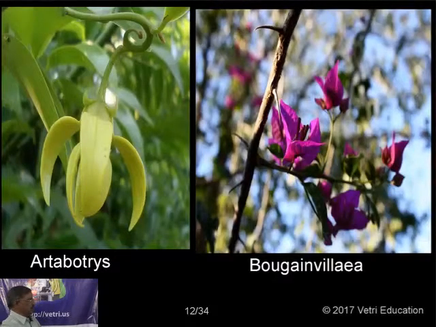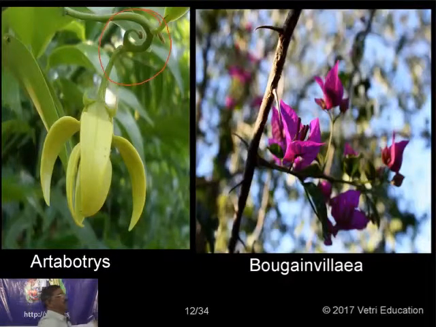So here the first one, Artabotrys, you can find a hook here. With the help of those hooks it will climb, whereas in Bougainvillea you can find hook-like structures, a bend is there in the hook, so those are called the hooks. With the help of these it will climb on the support. Next.